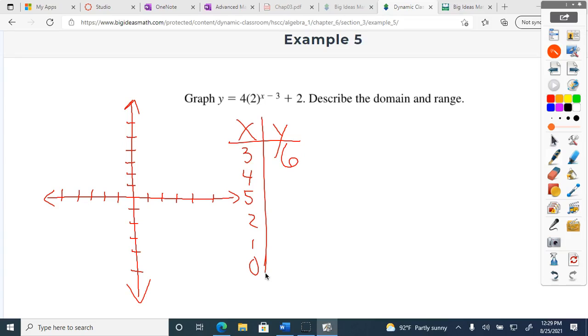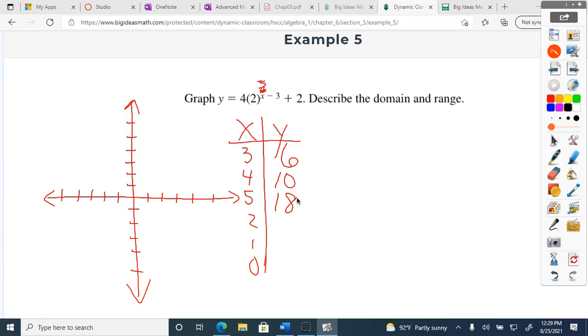So if I plugged in 4, what does that give you? 10. That's 2 to the 1 power is 2, times 4 is 8, plus 2 is 10. I'm already kind of big. I might not use any of these. If I plug in 5, you get 18. 2 squared is 4, 4 times 4 is 16, plus 2 is 18. Very good.